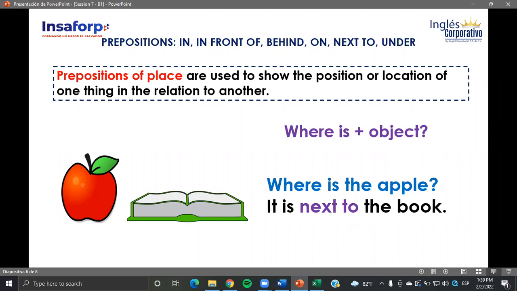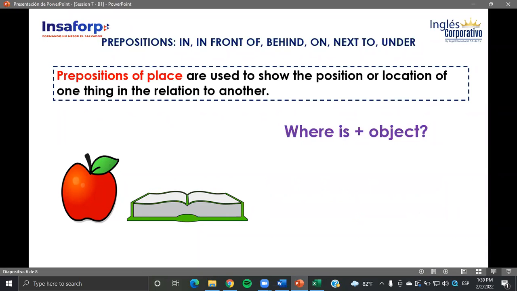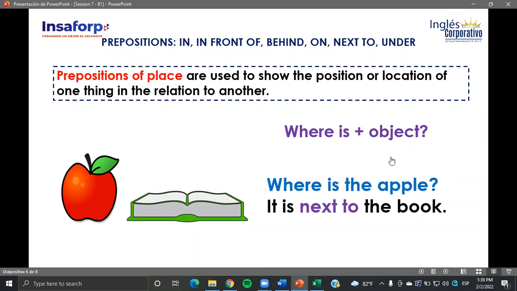Pretty good. So the preposition is next to. What about if I ask where is the book? It's next to the apple. Pretty good. Amazing. So that's the way we ask questions, or we ask for positions, and we use this question.